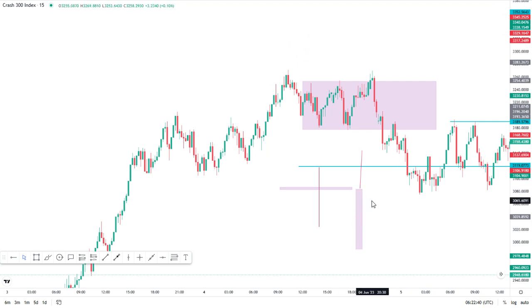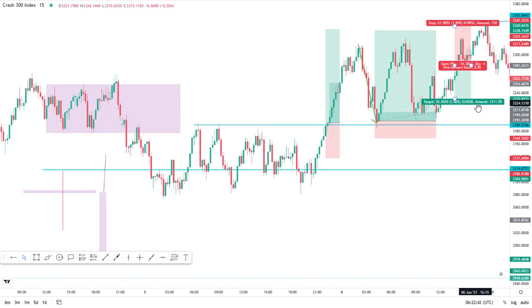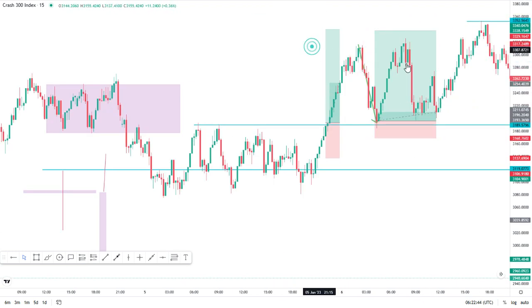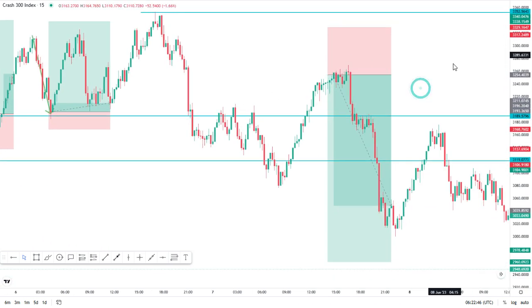And if you avoid this and follow this breakout and retesting strategy, you are going to be making money and avoiding wrong trades. All right, guys, I hope this is helpful.